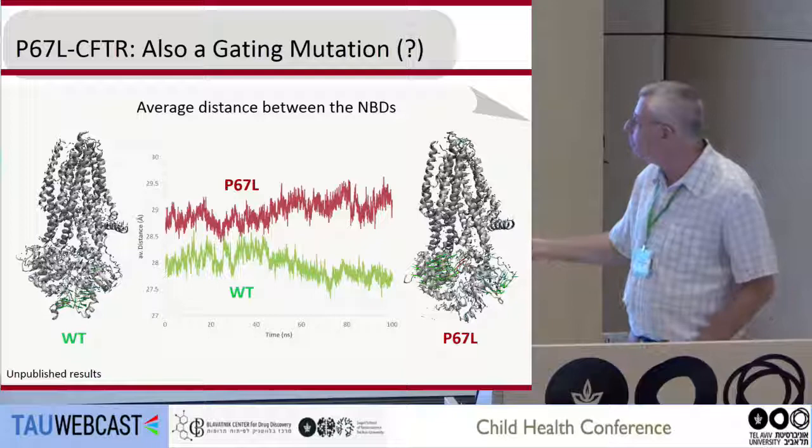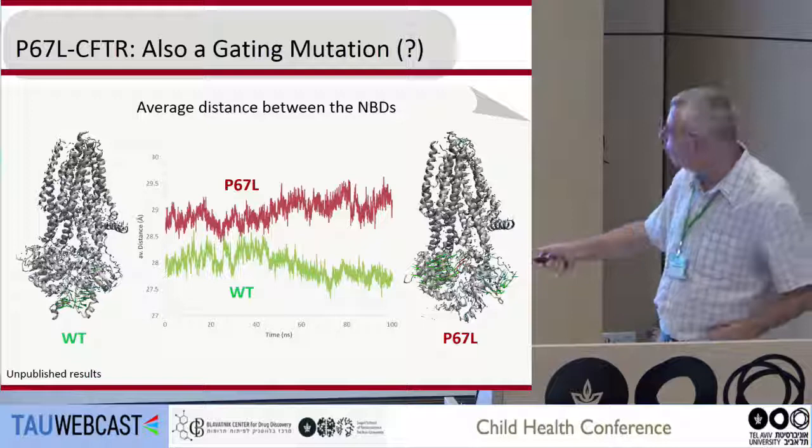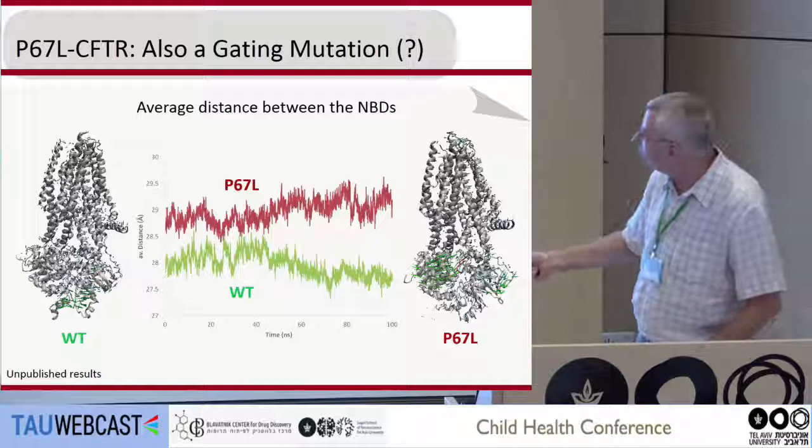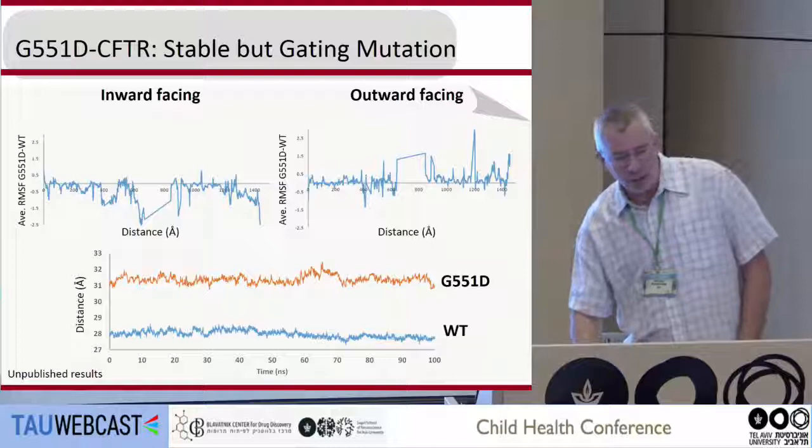And the last point about this mutation: this is also a gating mutation. This means that the association between the two NBDs is not very good in this mutant. This is the distance between the two NBDs in the wild type and in the mutant. And you see that the distance between the two NBDs is larger in the mutant, in accord with the hypothesis that this is a gating mutation. I don't have time to go into another mutation. I will just leave you with this slide.